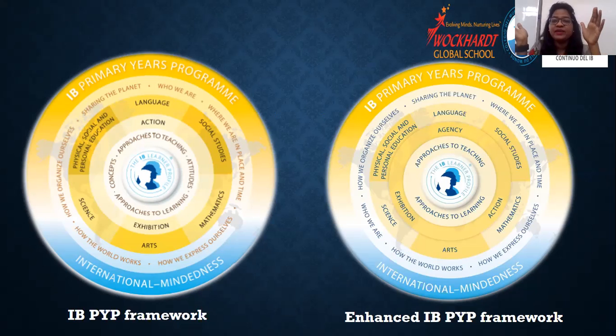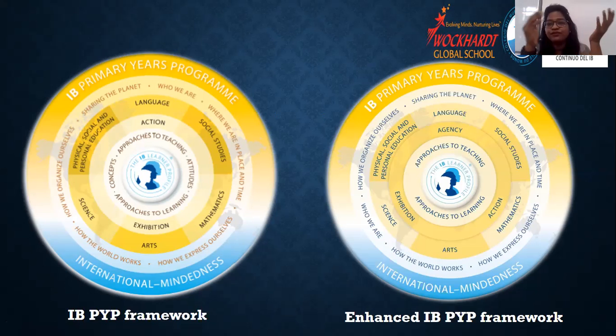Talking about the enhanced PYP framework, which was given by IB in October 2018, there is not much difference, but yes, in circle 3, the old one talks about action and exhibition, but in the enhanced PYP framework, it talks about agency, then exhibition, and then action. Of course, exhibition and action are also a most important part of IB learning. In addition to that, the IBO has given agency in 2018.